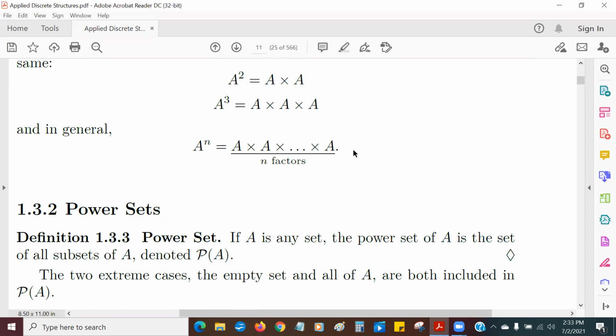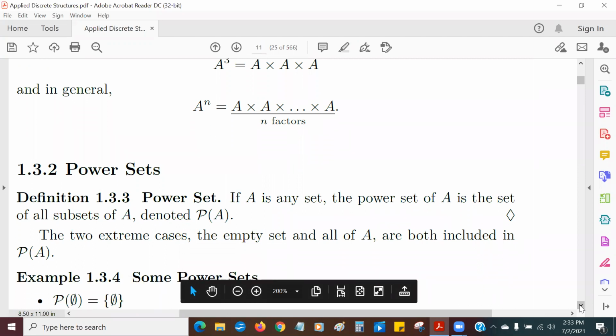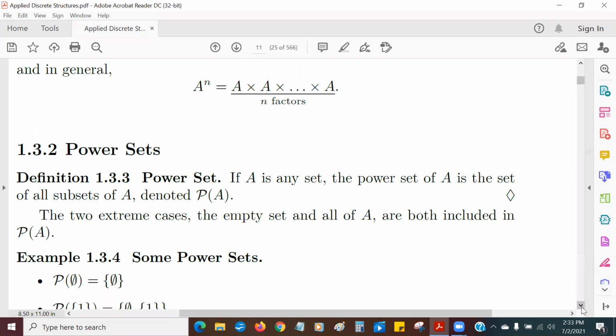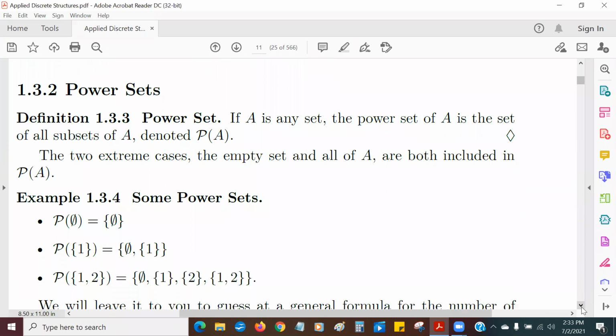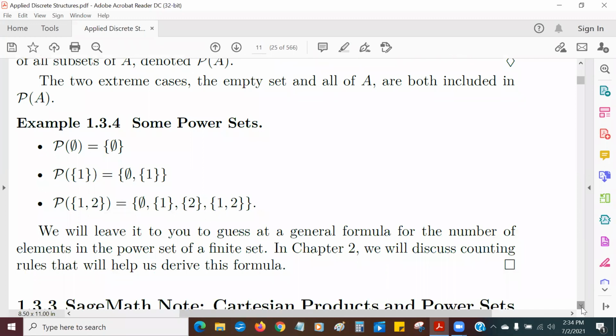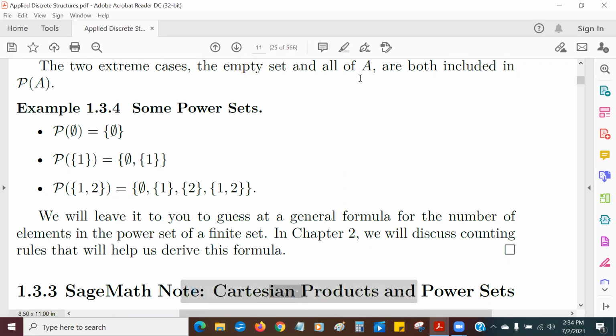It's pretty short, and now we're going to go into power sets. Power set is a pretty cool concept. A power set is the set of all subsets of a given set. If A is any given set, the power set of A is the set of all subsets of A. Of course, the 2 extreme cases, the empty set and all of A, are both included in P(A). So the empty set is considered a subset of A, and the entire A itself is considered a subset of A.